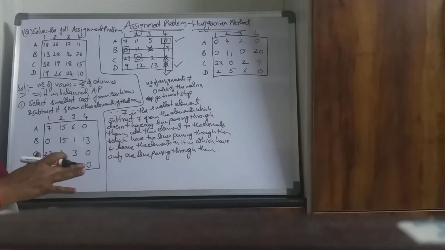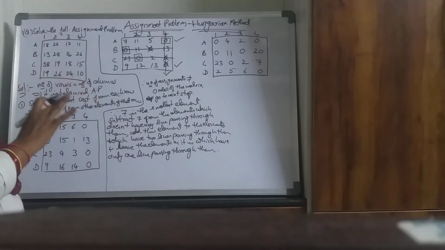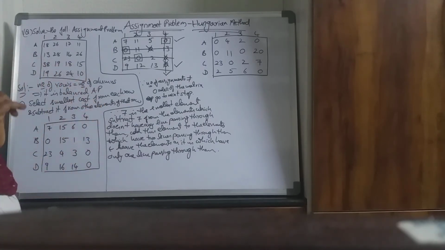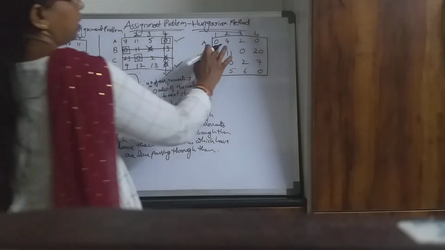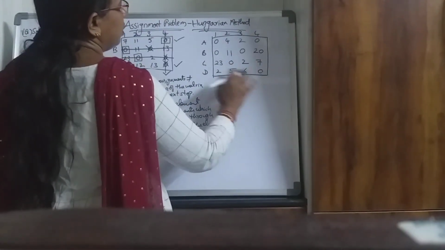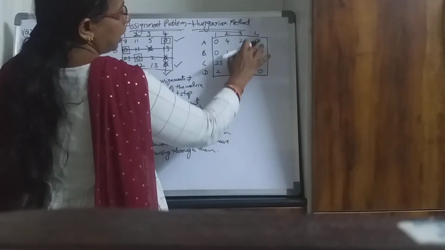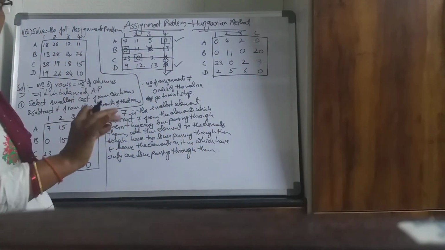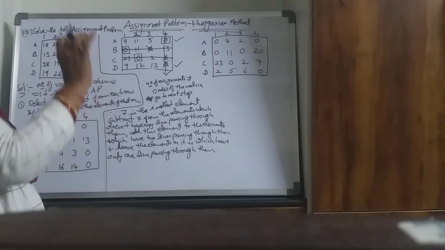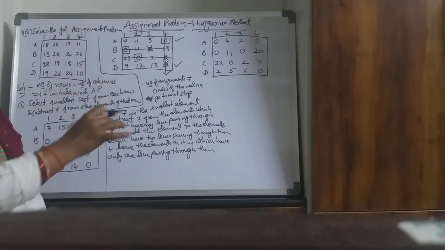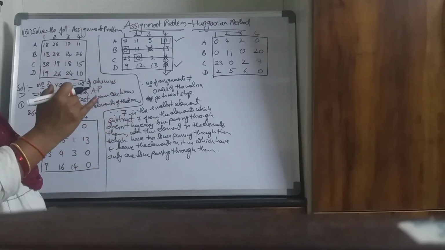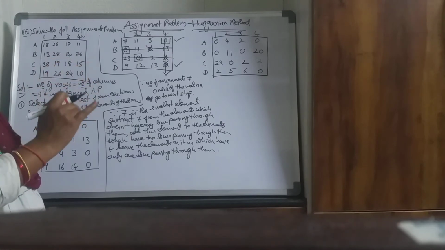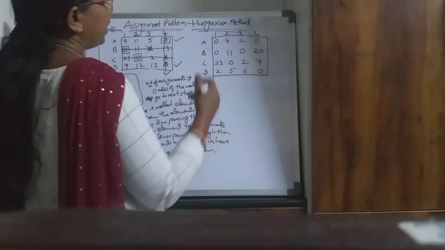Now once you do all these calculations, again check whether each row and each column has at least 1 zero or not. So here each row is having 1 zero. Similarly each column is also having 1 zero. If by chance any column doesn't have any 0, again you have to select the minimum of that column and subtract it from all other elements of that column. Similarly row wise also. Now again do the assignments.